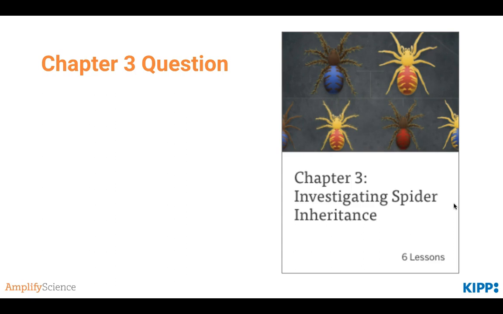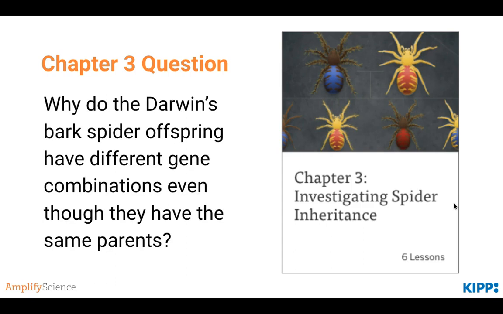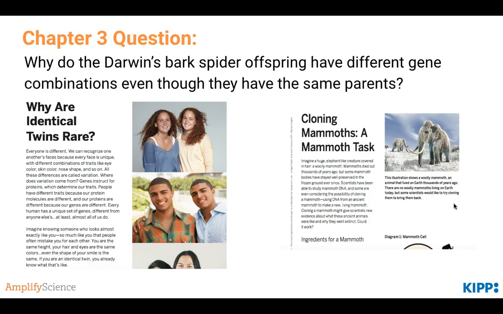All right, in chapter 3, students are asked to answer this question. Why do the Darwin's bark spider offspring have different gene combinations even though they have the same parents? While trying to answer those questions, students will spend some time reading about why identical twins and twins are so rare. They'll also be able to read and understand the different methods scientists are using to clone prehistoric animals like mammoths, which is really cool.